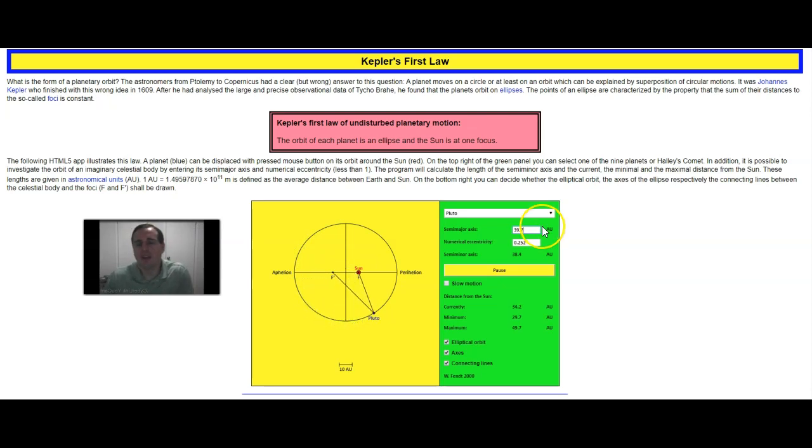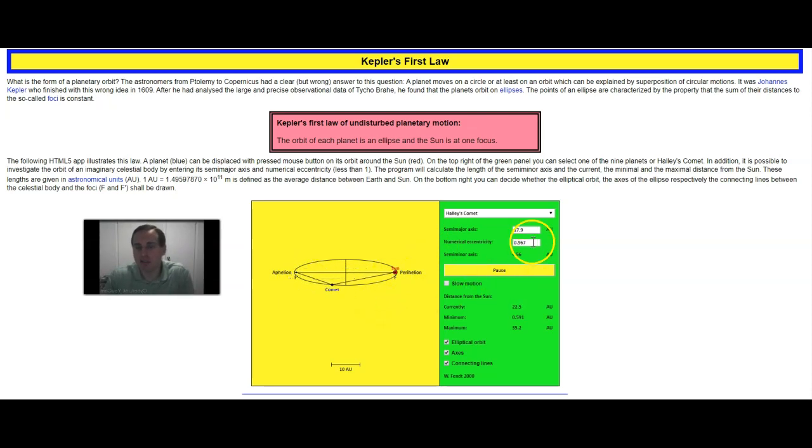Okay, now let's have a look at one more object, namely Halley's Comet. Look at Halley's Comet when it orbits the Sun. When it's extremely far away, notice that it's moving very slow. When it gets close to the Sun, it moves very fast. Notice that the length of the semi-major axis is 17.9 astronomical units. Also notice that the foci are really, really far away from each other.